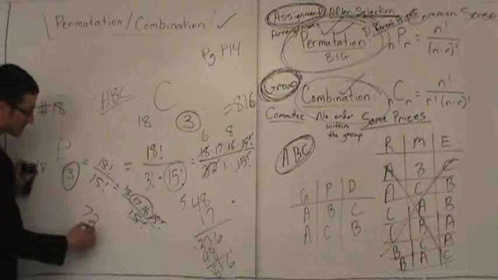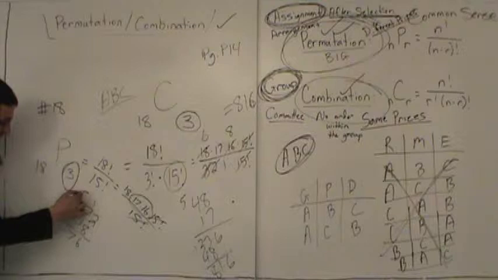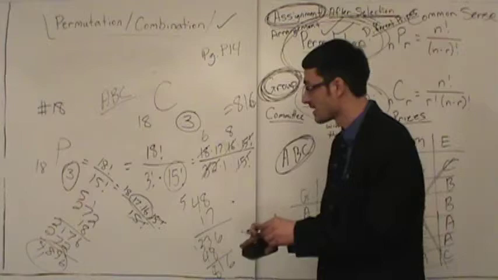272 times 18. 266, 272, yeah, times 18. 8 times 2 is 16, 6, carry the 1, 56, 57, 21, 2, 7, 2, 6, 9, 8, 4, 48, 96, 4,896 different ways this can happen, 4,896.